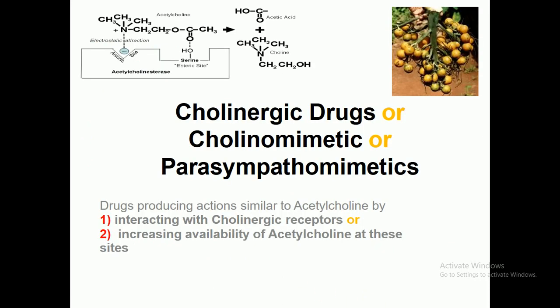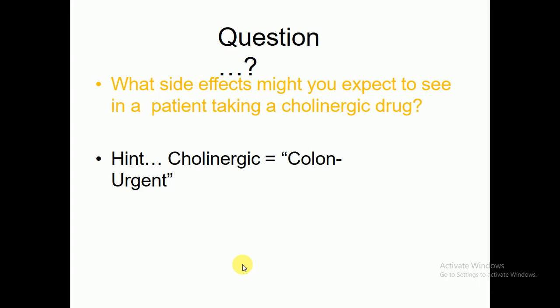The cholinergic drugs are cholinomimetics or parasympathomimetics. These are the drugs producing actions similar to acetylcholine by interacting with the cholinergic receptor or increasing the availability of acetylcholine at these sites. Look here. What side effects might you expect to see in a patient taking cholinergic drugs? Hint: cholinergic is a Greek word meaning cholon and ergon.